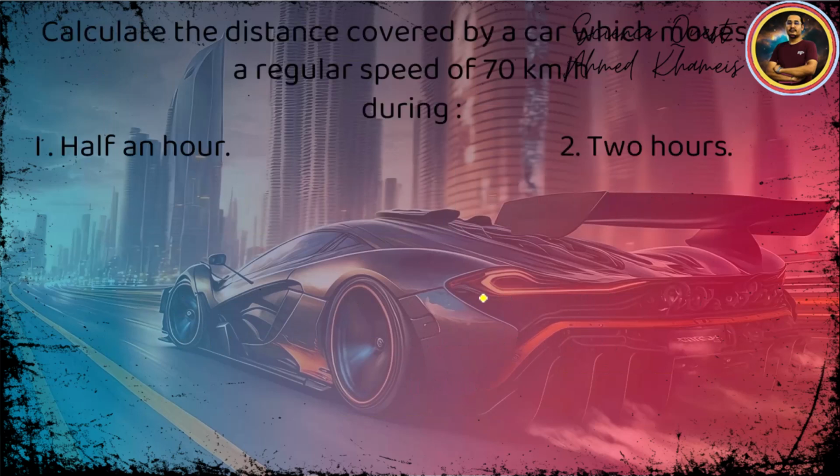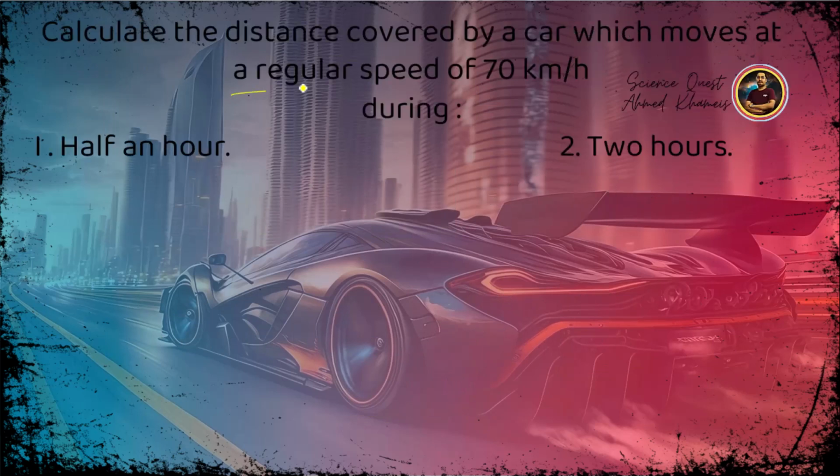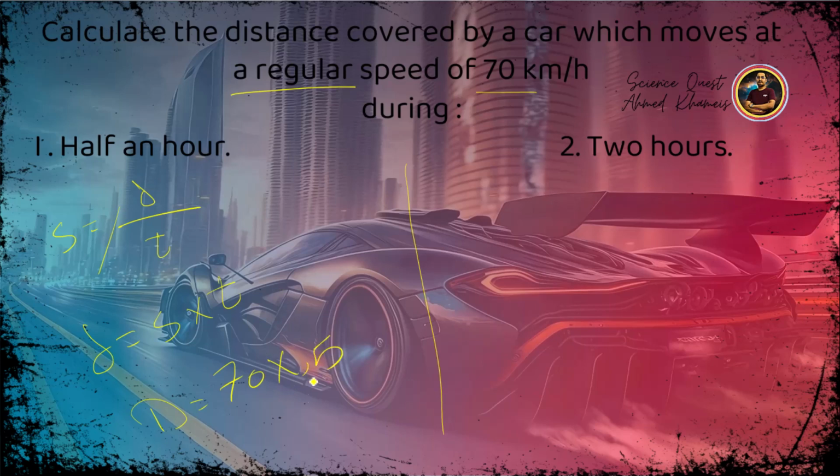Calculate the distance covered by a car which moves at regular speed of 70 km per hour in half an hour and 2 hours. First, in half an hour, speed equals distance over time, so the distance equals speed multiplied by the time. So the distance equals 70 kilometers times half an hour, so the distance will equal 35 kilometers.